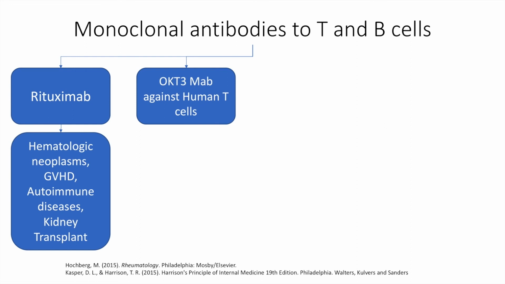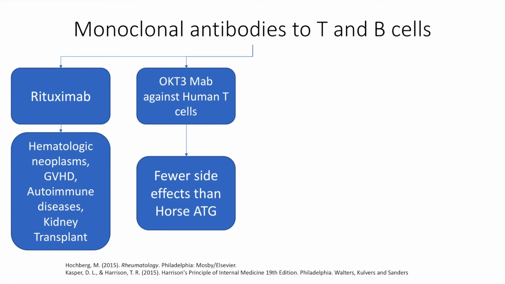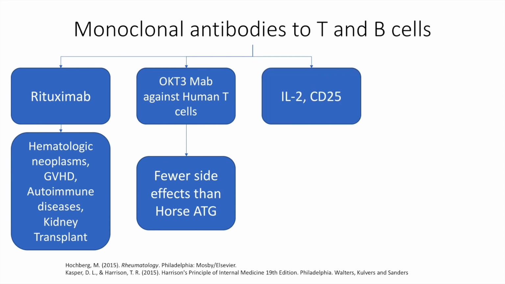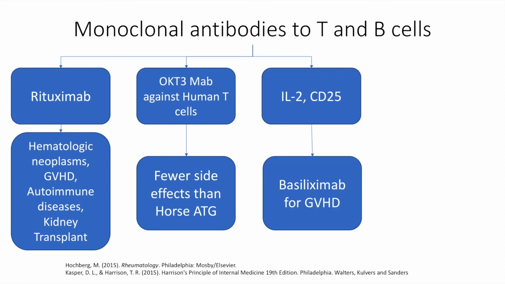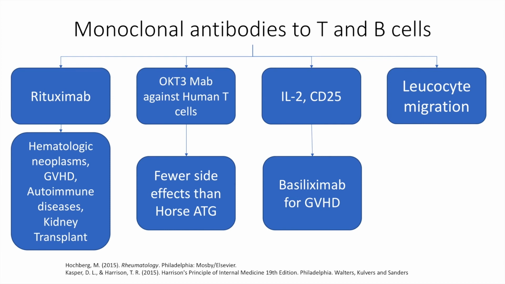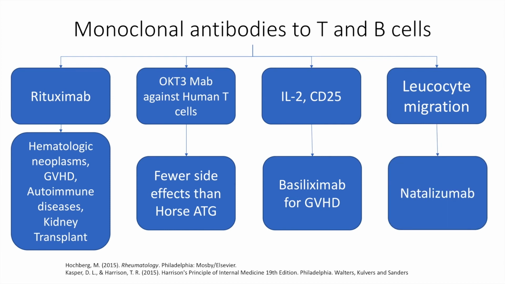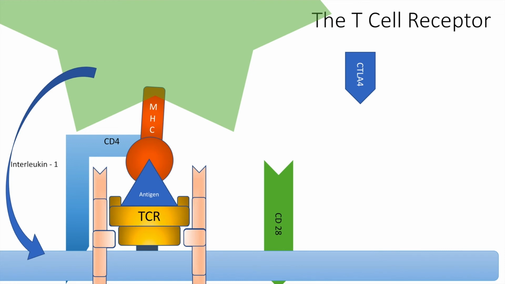OKT3 monoclonal antibody against human T cell is used in renal transplant patients and has fewer side effects than horse anti-thymocyte globulin. Interleukin 2 and CD25 targeting antibody is basiliximab for graft versus host disease, and leukocyte migration is prevented by the integrin inhibitor natalizumab, used for multiple sclerosis. Tolerance induction is through CTLA4. We had seen earlier that B7-1 must bind here to the CD28. However, if CTLA4 binds to CD28, then B7-1 cannot bind at this location.